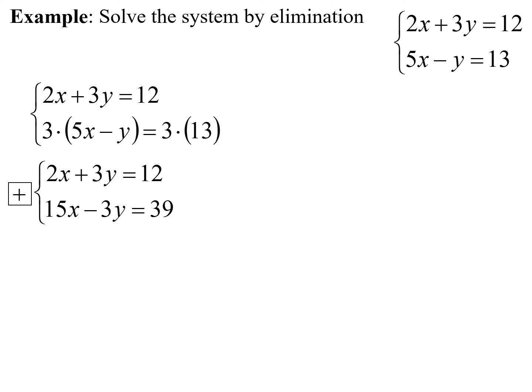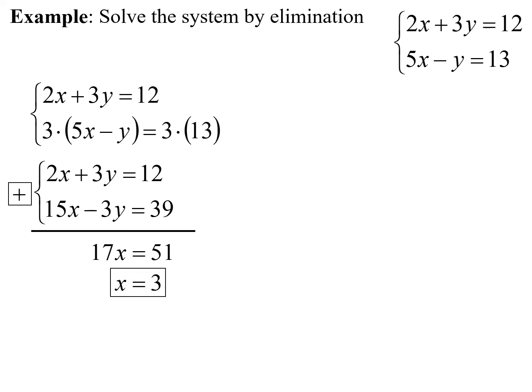Now I'm ready to add my equations together so that my y values will eliminate. So 2x plus 15x is 17x. 3y minus 3y is 0. Those eliminate. And 12 plus 39 is equal to 51. I want to get x by itself, so I'm going to divide both sides by 17, and I get x is equal to 3.